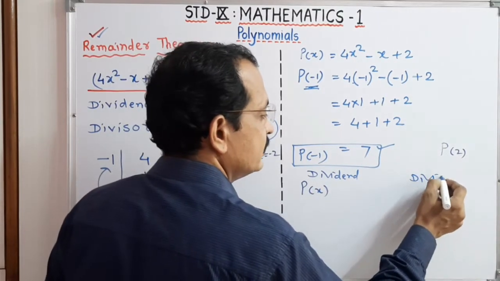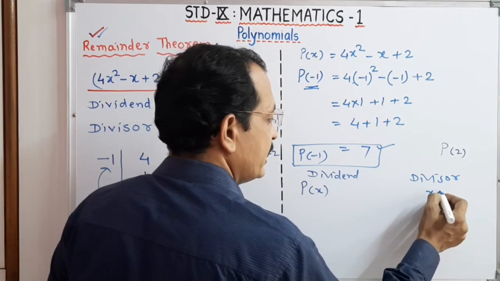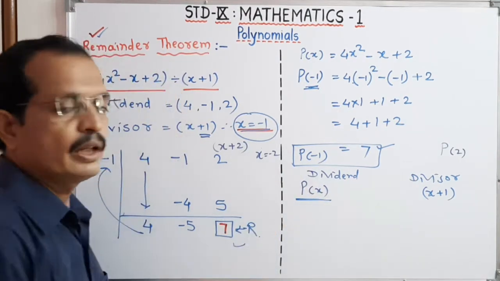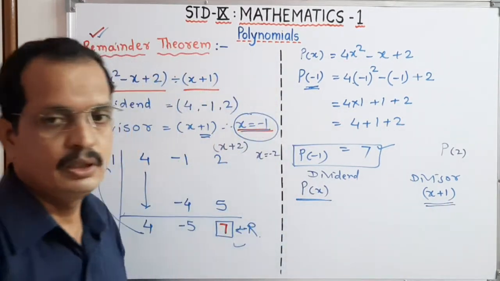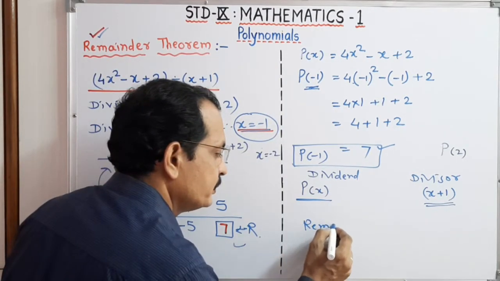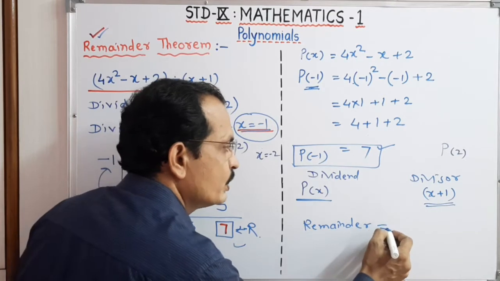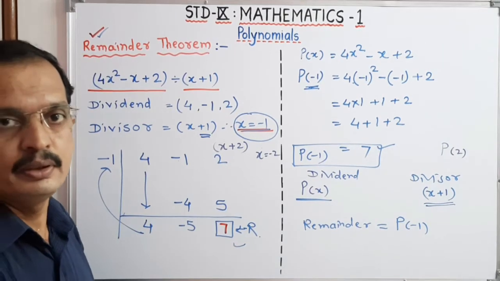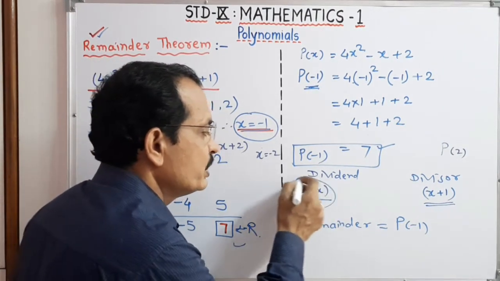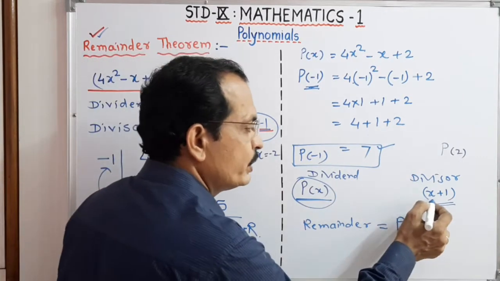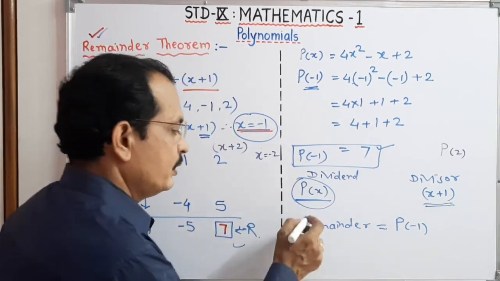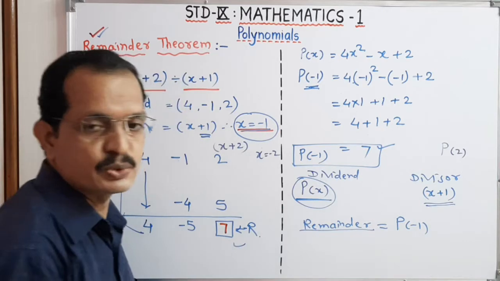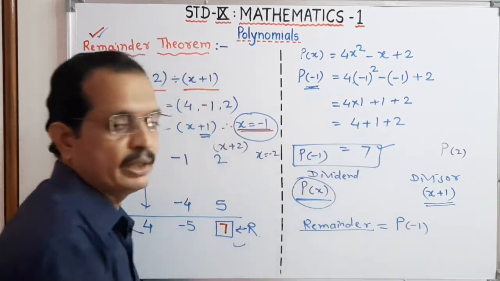Now see here, suppose one polynomial p(x) is given, this is the dividend, and the divisor is x plus 1. This is the dividend and x plus 1 is the divisor. Now if we have to find the remainder, then the remainder is equal to p(minus 1). Any doubt? Do you understand this statement? See here, this is the polynomial which we have to divide by x plus 1. Then what will be the remainder? The remainder will be p(minus 1). What is the meaning of this p(minus 1)? That is the value of the polynomial for minus 1.